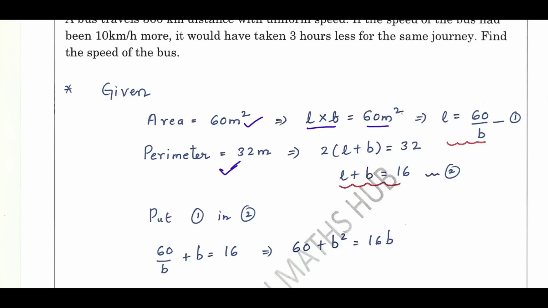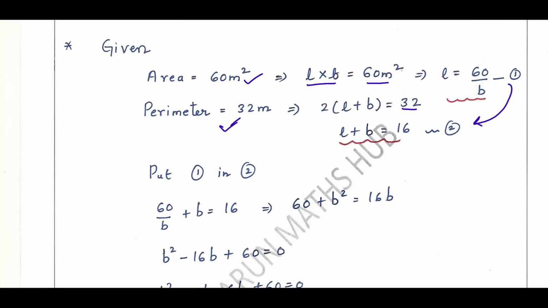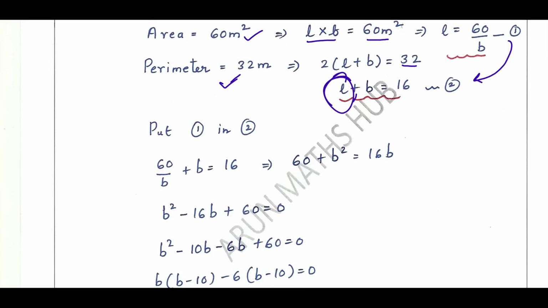What is the perimeter of a rectangle? 2 times L plus B equals 32. L plus B equals 32 by 2. What we get is L plus B equals 16. Now substitute equation 1 in 2. What we get is L equals 60 by B. Replace L by 60 by B, plus B equals 16. Taking LCM, we get 60 plus B square equals 16B. Now shift all the terms to LHS. What we get is B square minus 16B plus 60 equals 0.